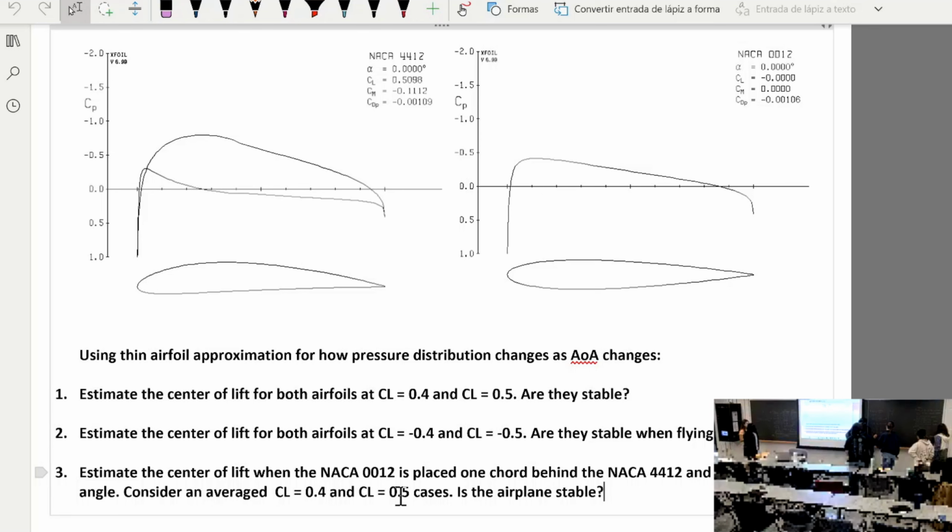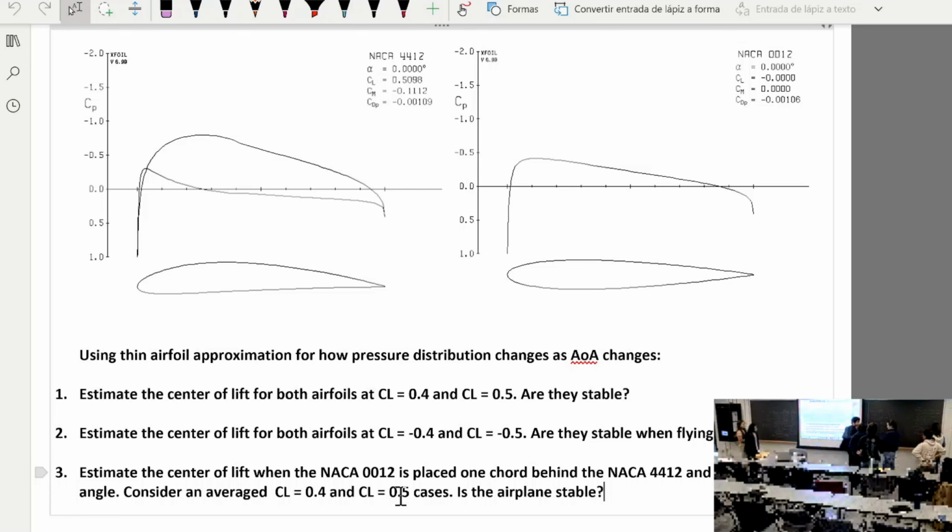It'll be right over here, right? At one quarter chord downstream of the trailing edge of the first airfoil, because the distance is going to be the same and the lift forces are the same. So this is going to be the center of lift. But now this airfoil is not symmetric, right? And they're going to be producing different lift and at different centers of lift. So where would you get 0 moment?